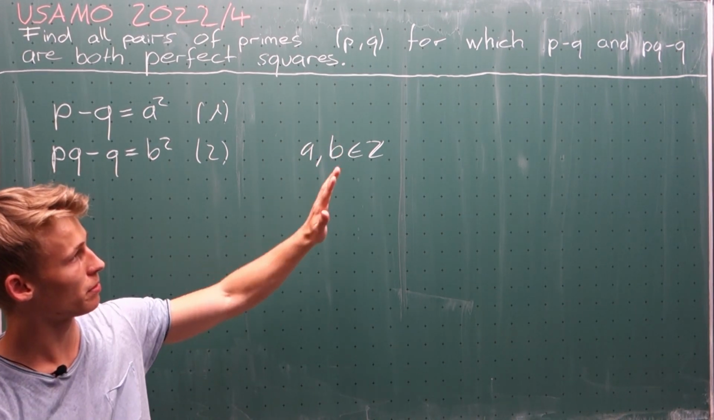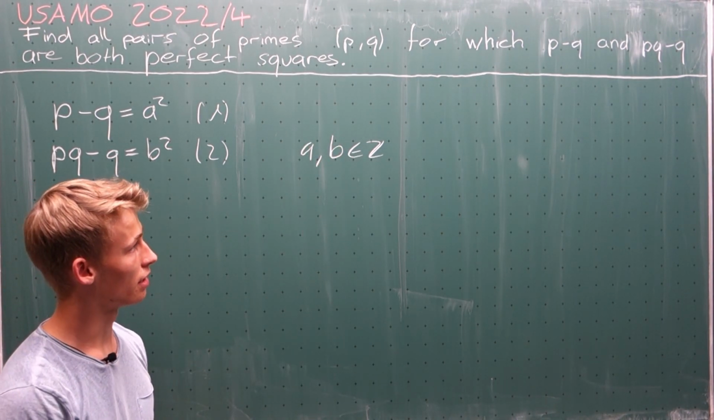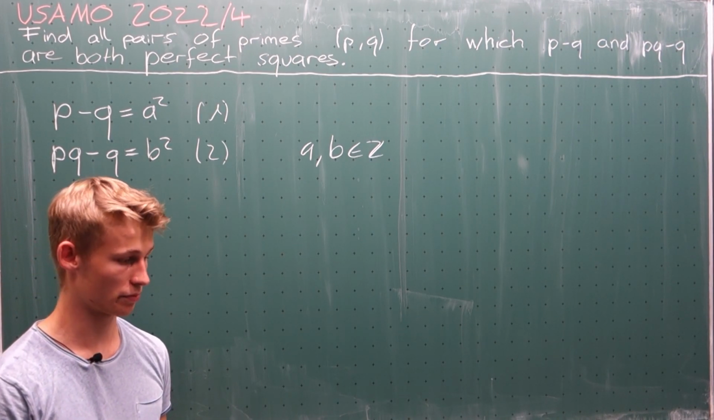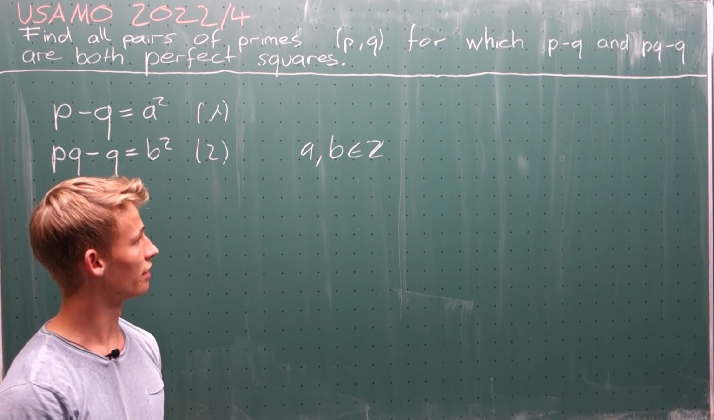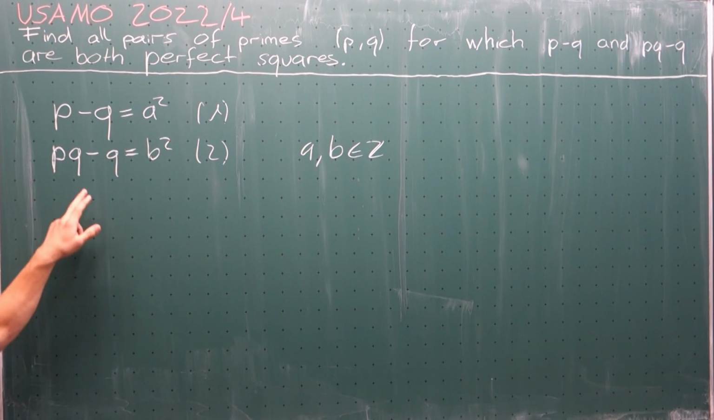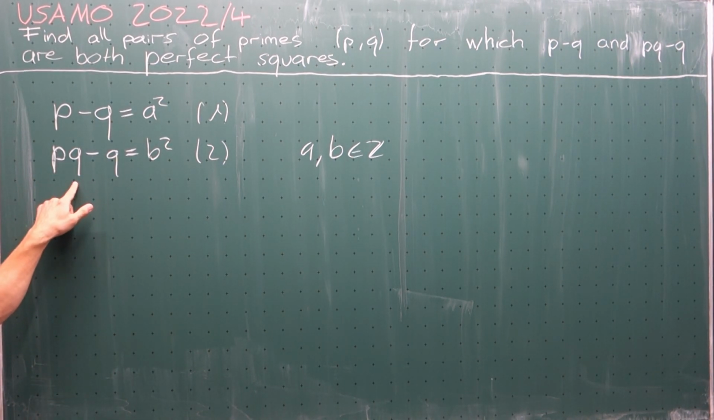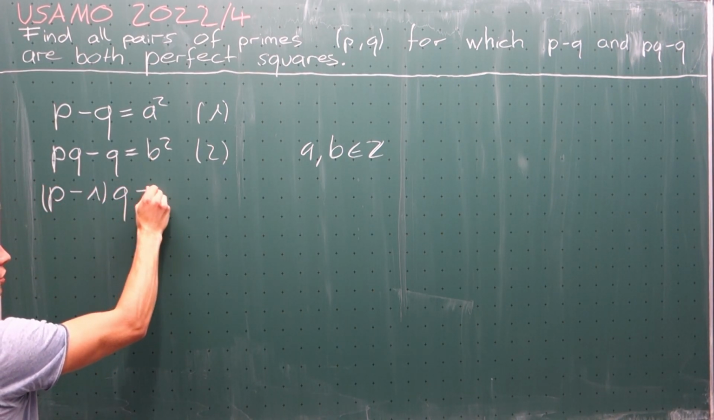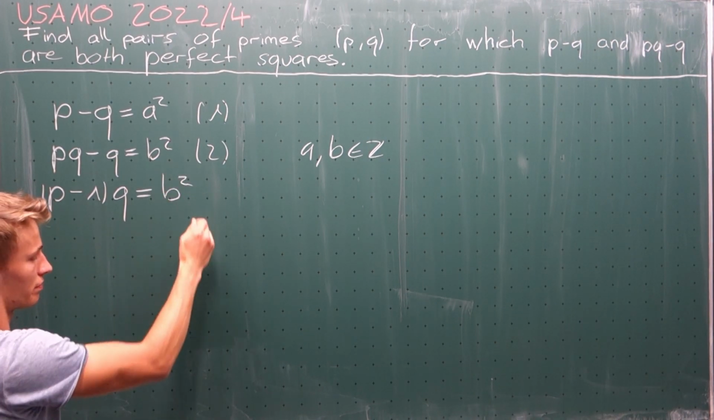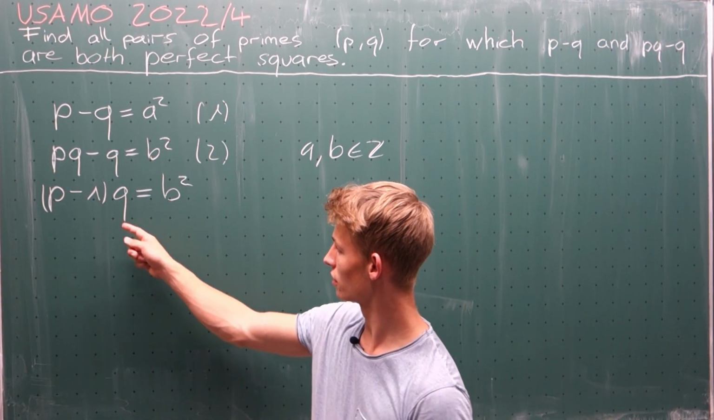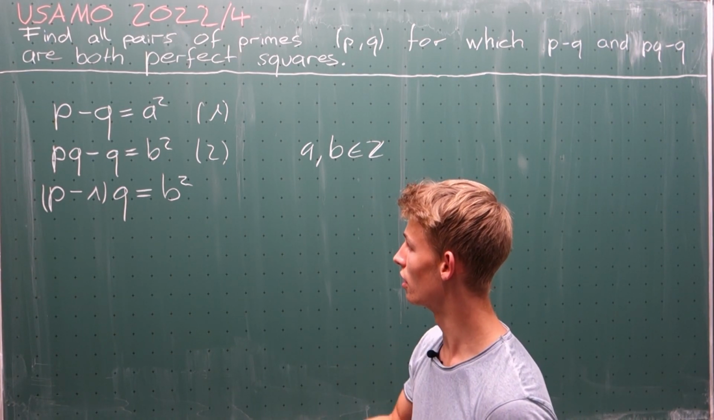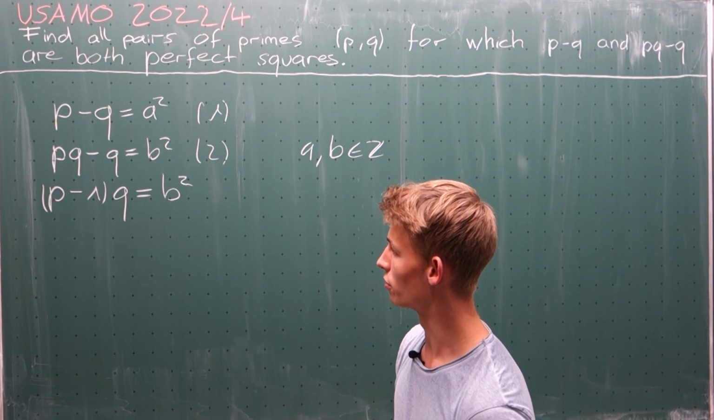So in such problems where we have primes and should find all of them, it's always a good idea to make some factorization. And therefore, we will try to factor this one because we have a common factor q in it. So we can write p minus 1 times q is equal to b squared. From this, we know that q divides b, but this is not too helpful yet, so let's have a look at what else we can do.